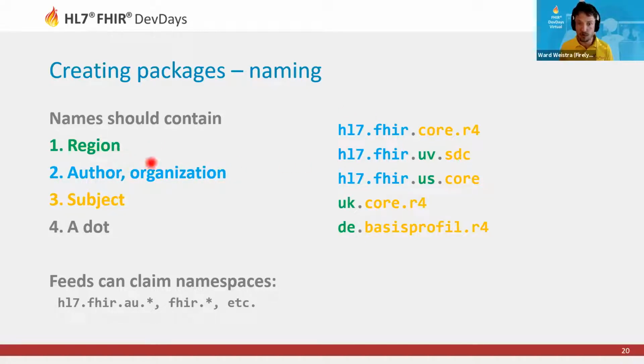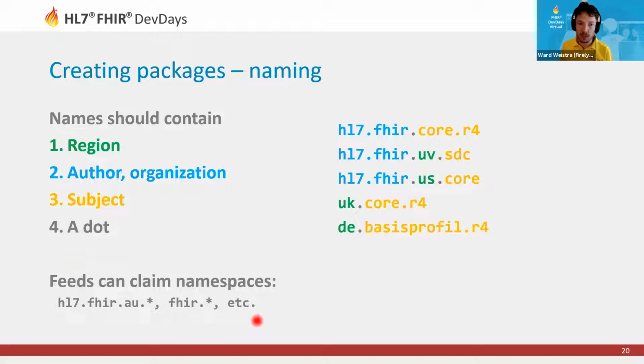You also, if you're making a specification, will specify for which region this is relevant. So for example, FHIR core is using UV for universal, US here for the United States, UK, Germany, etc. And then you want some indication of what the package is about. So it can be the core FHIR specification for R4. It can be structured data capture here. It can be the core for the UK, for example. And then there needs to be at least one dot in there, and sometimes more.